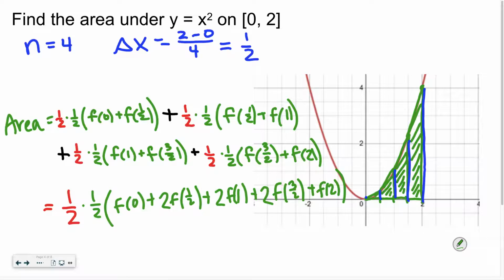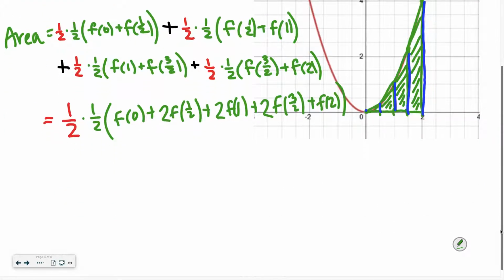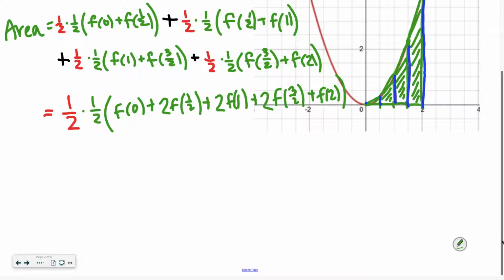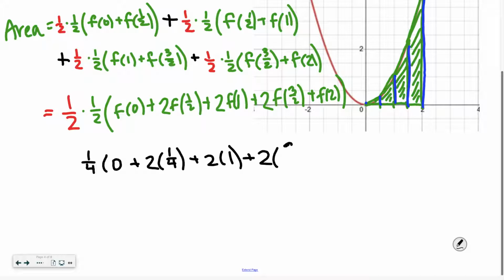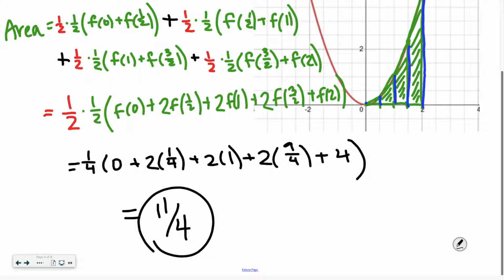Okay. So if x squared is our function, then we have 1/4 times 0 plus 2 times 1/4 plus 2 times 1 plus 2 times 9/4 plus 4, which means our area is 11/4. I'll just calculate that for you.